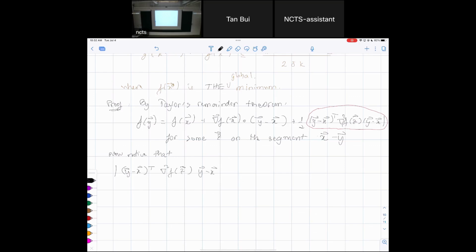We're going to look at the easiest term first, right? Absolute values. This is less than or equal to the norm of y minus x, times L2 times the Hessian of f at z, times the vector y minus x.